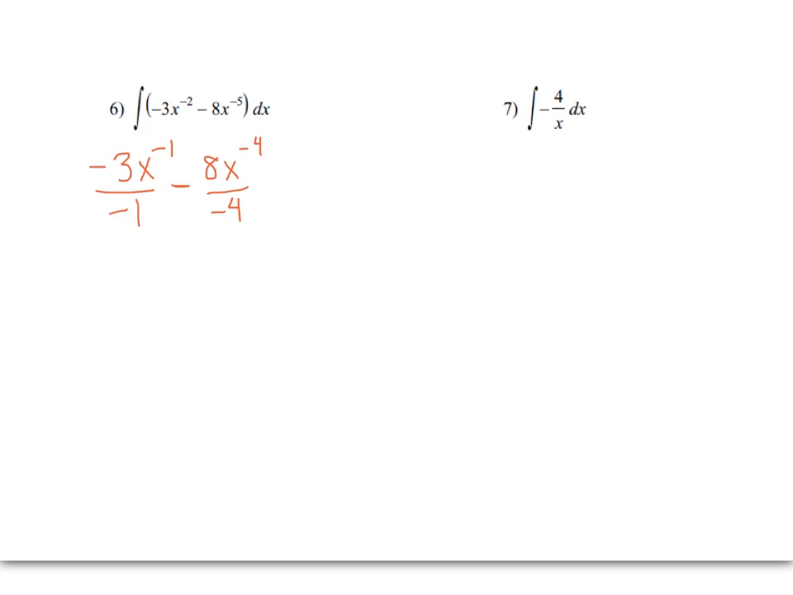So this first one, that gives us 3x to the negative 1. These two negatives will cancel each other out and give us plus 2x to the negative 4th. That's one way of writing our answer. The other is to say, well, I don't want negative exponents, so I'm going to move these down to the bottom and make them be 3 over x plus 2 over x to the 4th plus c.